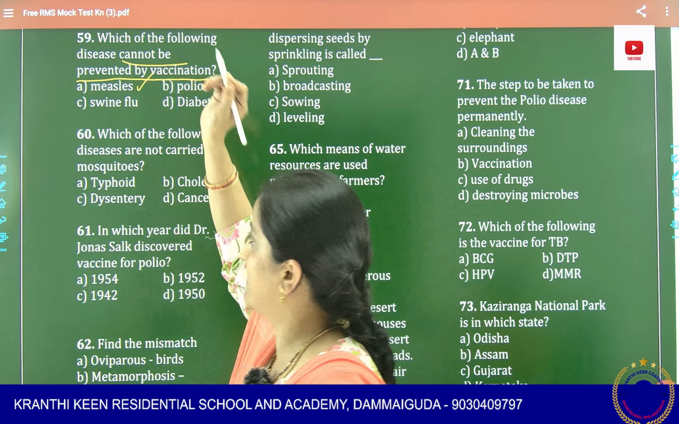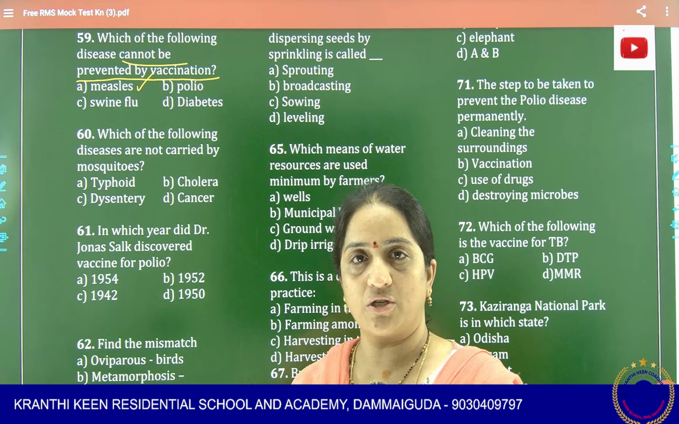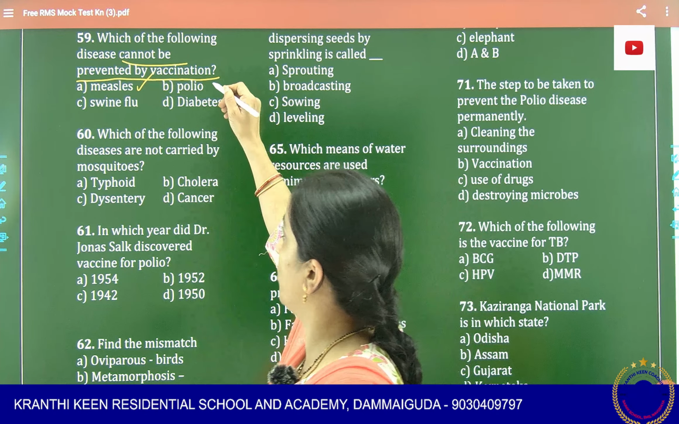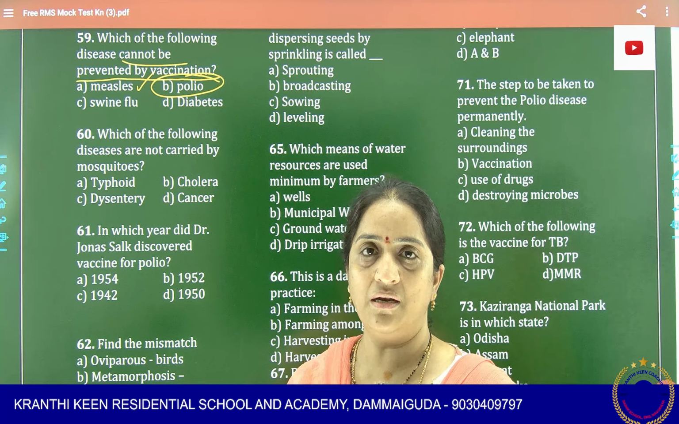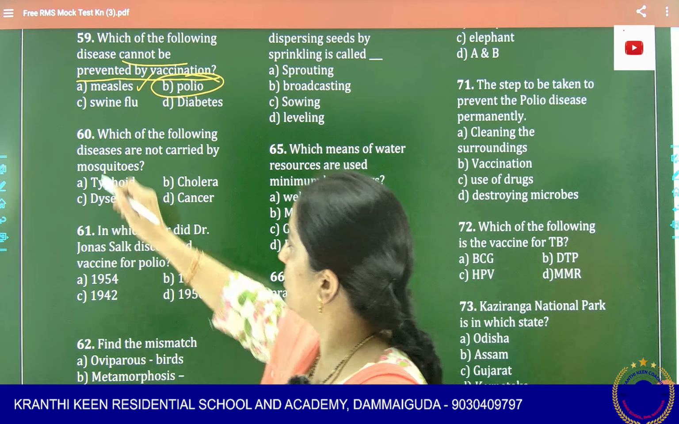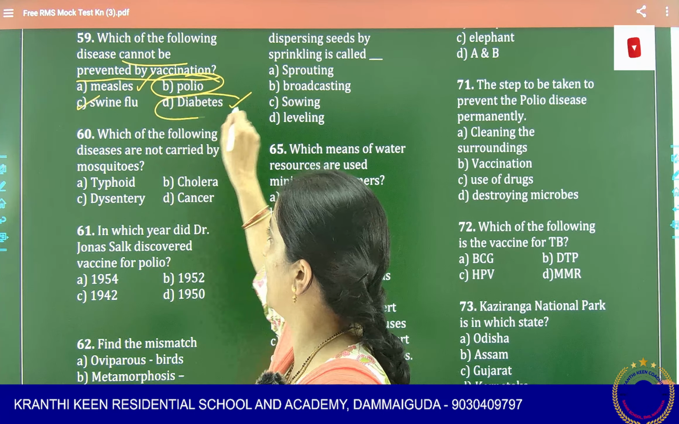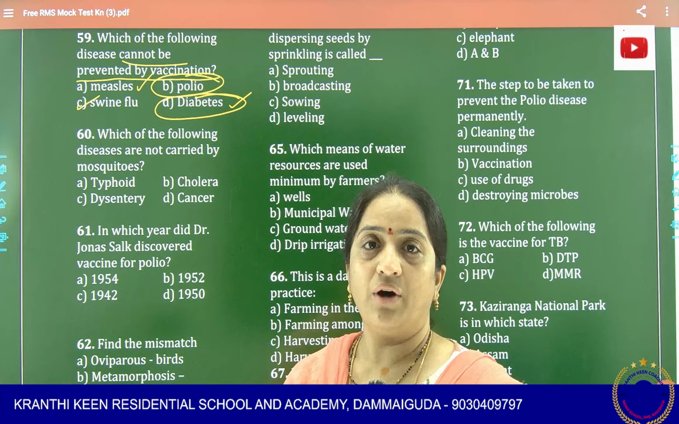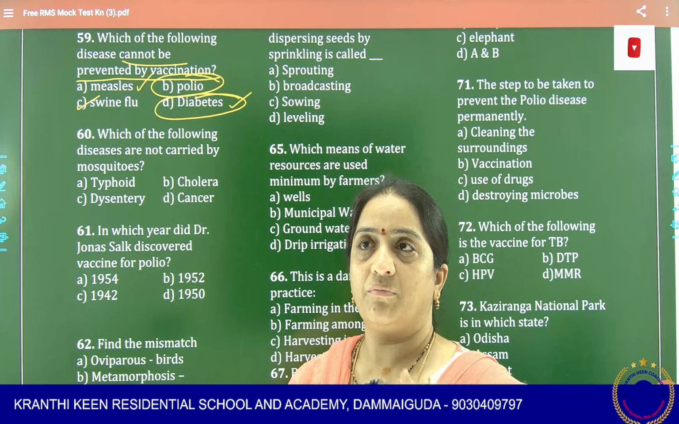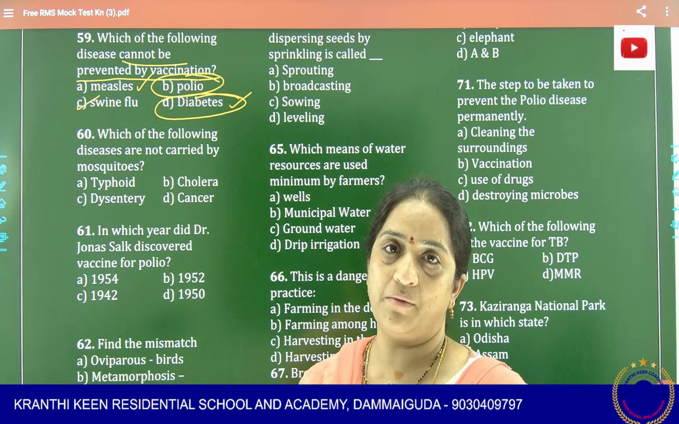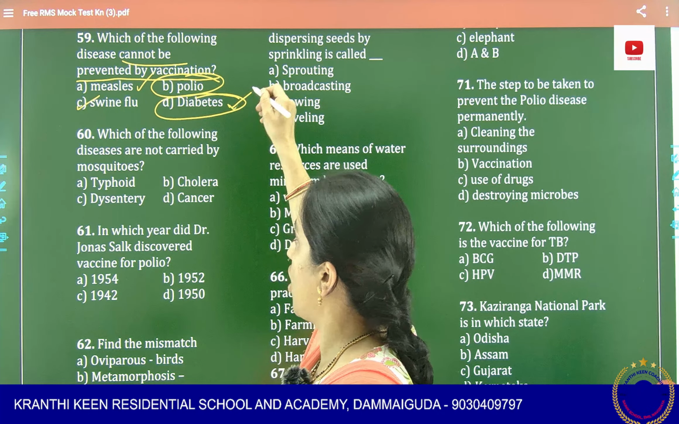So measles is nothing but a small rash which looks like chicken pox, small rashes on the body. Whereas polio also happens in small children only. Next is swine flu. It is also a viral disease, whereas diabetes is not a viral disease. It is a deficiency disease, which is caused by the less production of insulin by the pancreas. So this cannot be prevented by vaccination. So the right answer is option D.